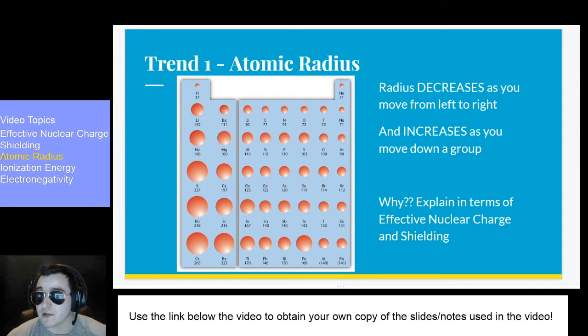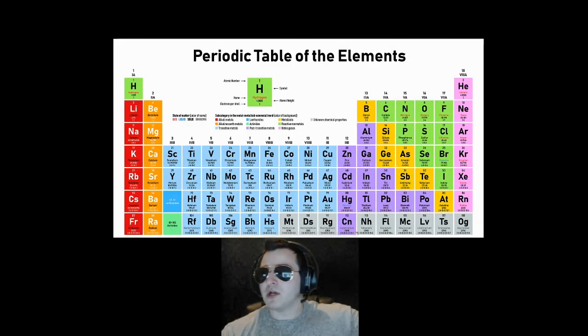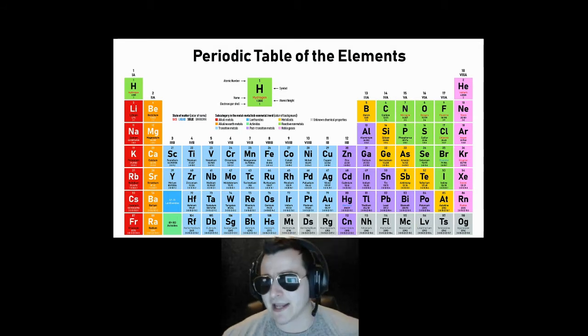Or if you understand how those two reasons, effective nuclear charge and shielding, apply to this, well, then there's no need to actually memorize it because you can understand it and you can internalize the meaning behind this. Well, as I'm going from left to right on the periodic table, what am I adding? Right? As I move from sodium to chlorine on the periodic table in period 3, what am I adding every time I move one space to the right?